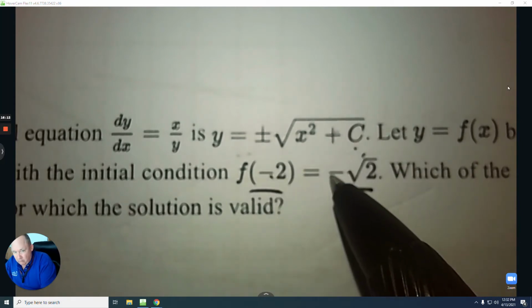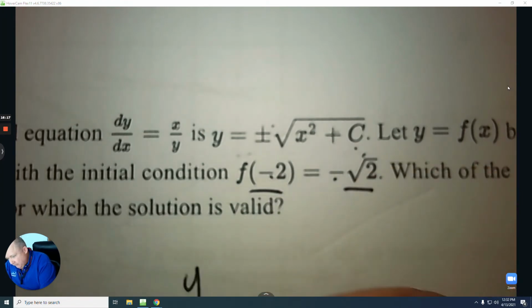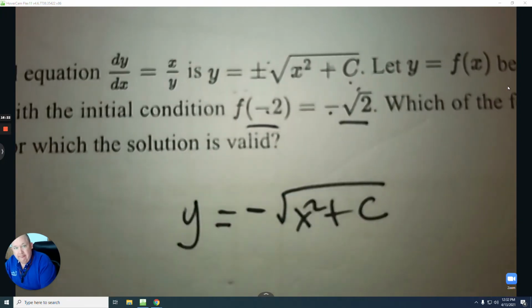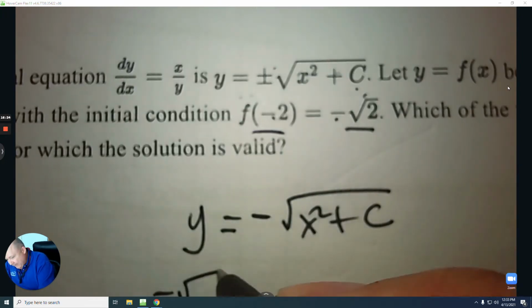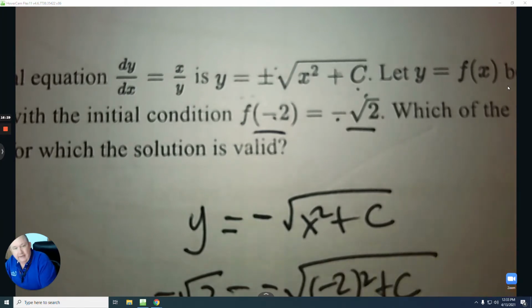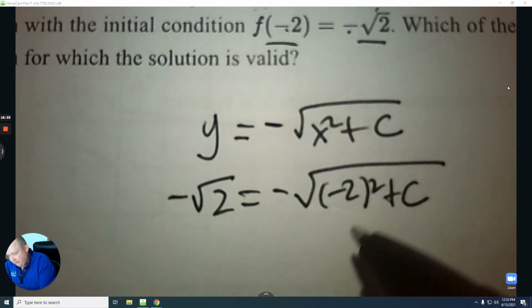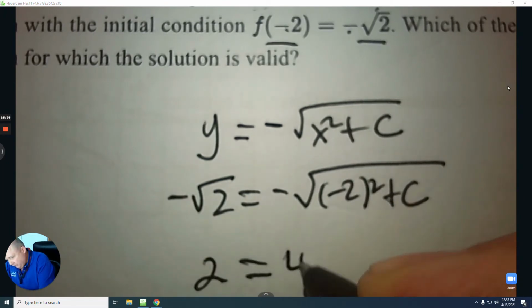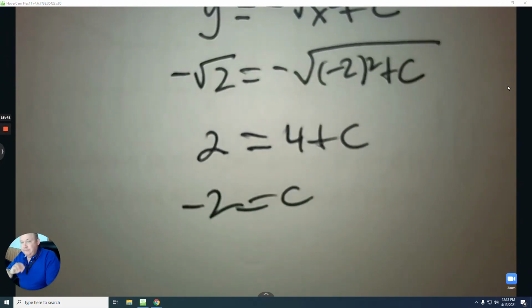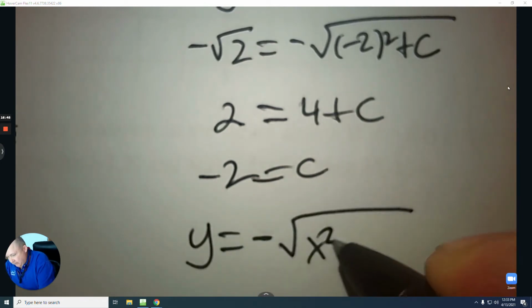Do you notice the y coordinate is negative? So it's not plus or minus. It is negative to begin with. So it's y equals negative because the y coordinate is negative. And then I plug in the values. So y is negative root 2 and x is negative 2. And then I'm going to solve for c. So I can square both sides if you like. That's positive 2 is equal to 4 plus c. To get c by itself, you can see c is equal to negative 2. So it's y equals negative the square root of x squared minus 2.